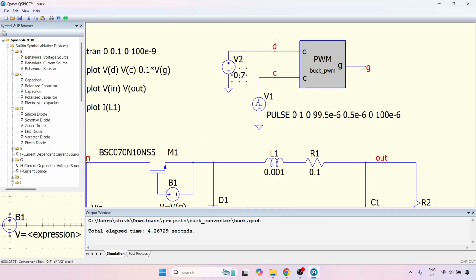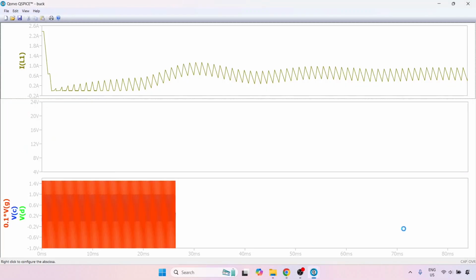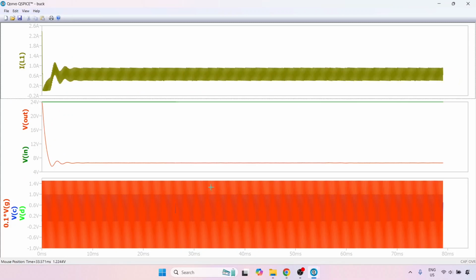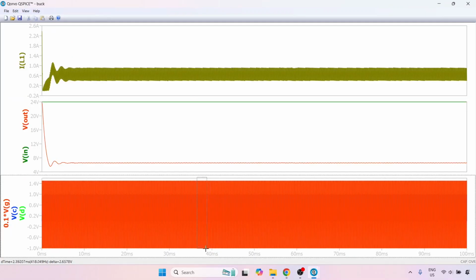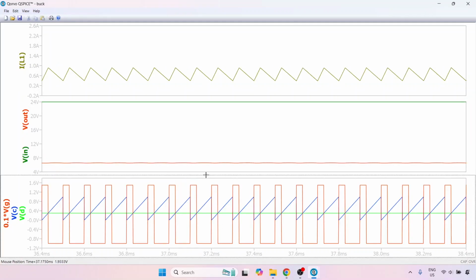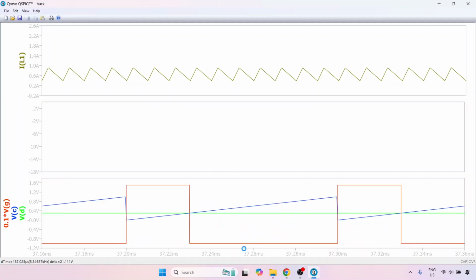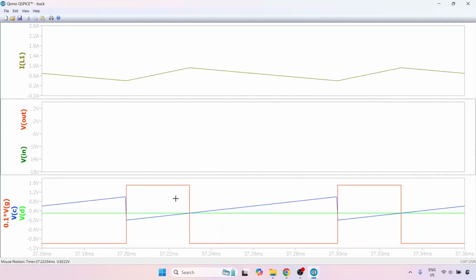So in this case, I'm going to decrease it to 0.3. And with this, let me run the simulation again. And let's just zoom in here. And you'll see now that we have decreased the pulse width. The reason is, as the duty ratio has decreased, the intersection between the duty ratio and the carrier signal occurs early on in the switching cycle rather than later on.